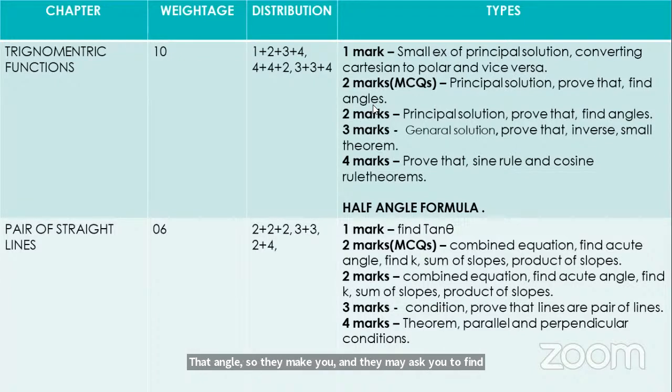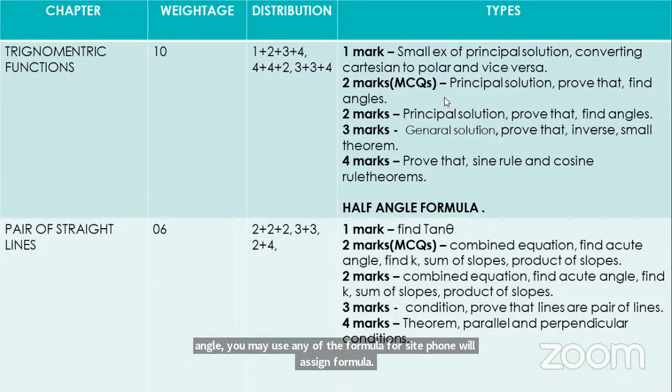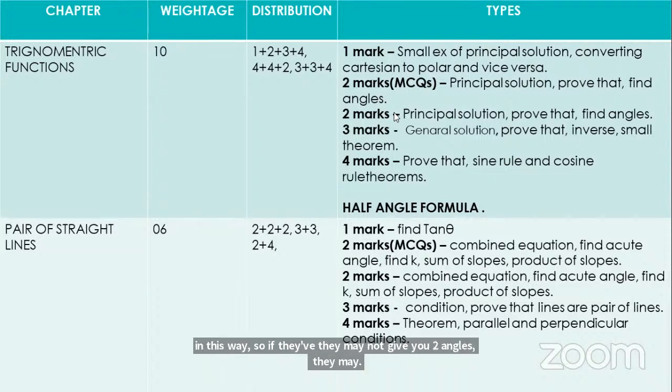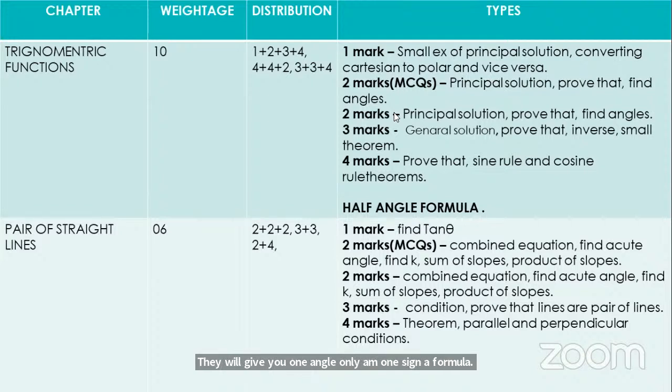You may use any of the formulas, cosine formula or sine formula, to find the third angle. In this way, normally they will not give such easy examples, but they will give some angles and ask for the other one. They may not give you two angles, they may give you only one angle. The formula A upon sine A equals B upon sine B is there, or the cosine formula. They will give any side and any angle, and you use the cosine formula and sine formula to find the other angle or other sides.